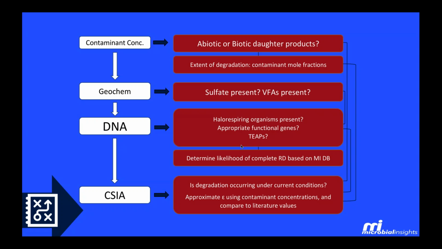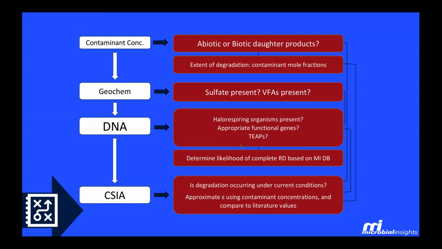And then if we use DNA with our QuantArray analysis to look at different microorganisms of interest, do we have organisms that can degrade both our chlorinated ethenes and our chlorinated ethanes? So are those halo-respiring organisms present? What does their abundance look like? Do we have the appropriate functional genes that we need to get complete degradation at these sites? And then what about our terminal electron accepting processes? We've got sulfate present, and we saw at this site in particular we have high concentrations of sulfate. So do we see sulfate reducing bacteria that can generate those sulfides that we're looking for?